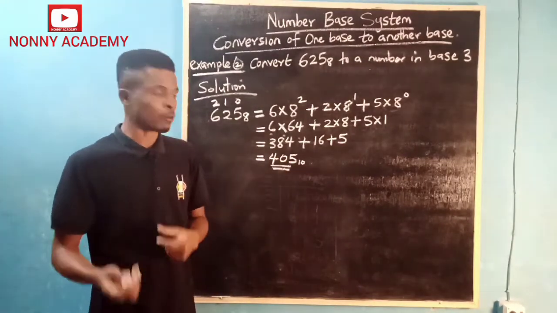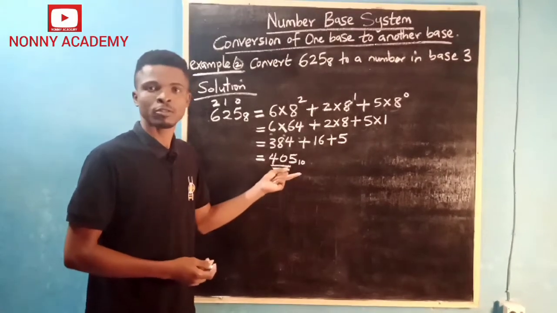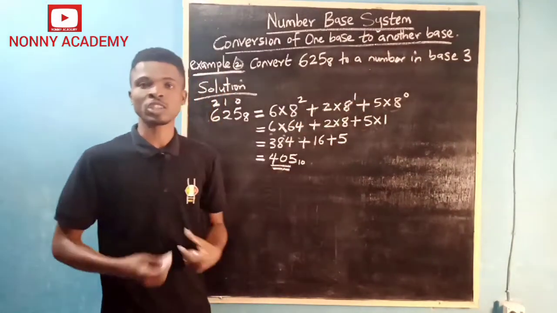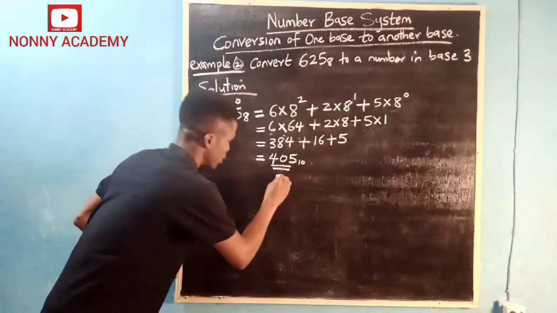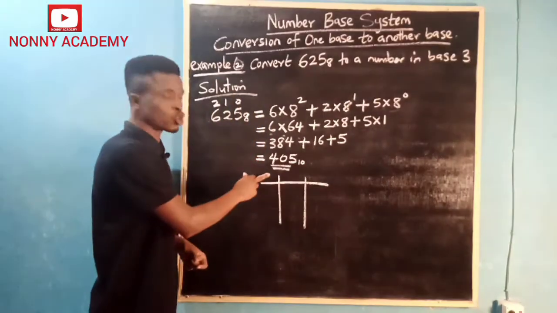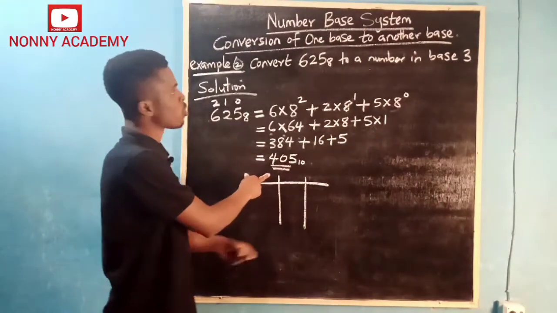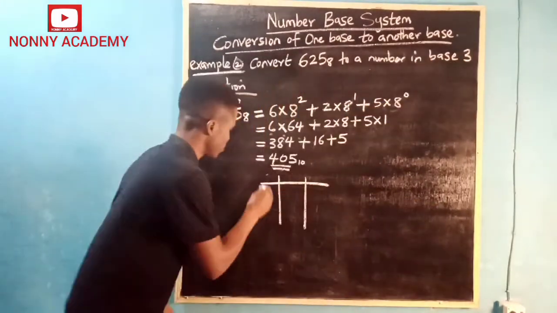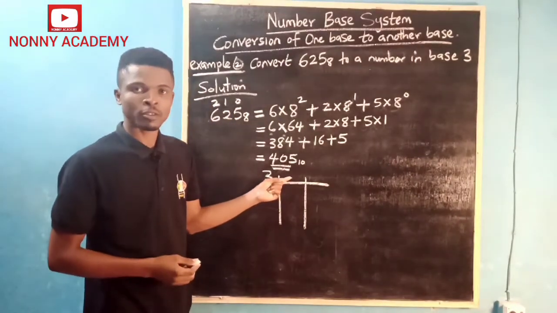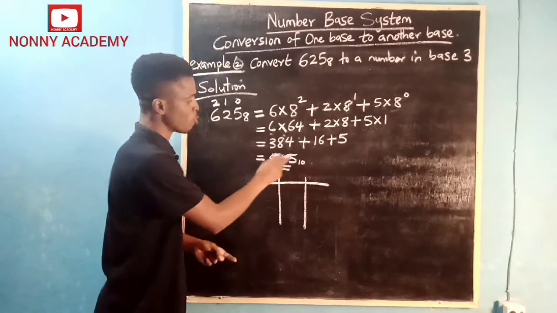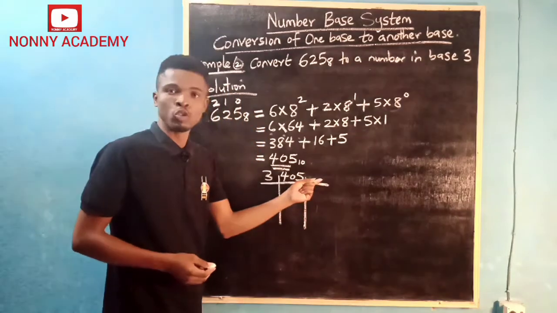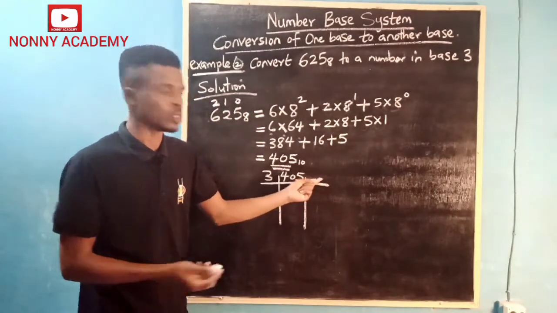The next step, I will now have to convert 405 from base 10 to a number in base 3 using the successive division method. I draw my long division table. The first column, I will put 3 because I'm converting to base 3. The next column, I will put 405 because I'm converting the digits 405. Then the last column, I will put R, which is the remainder.